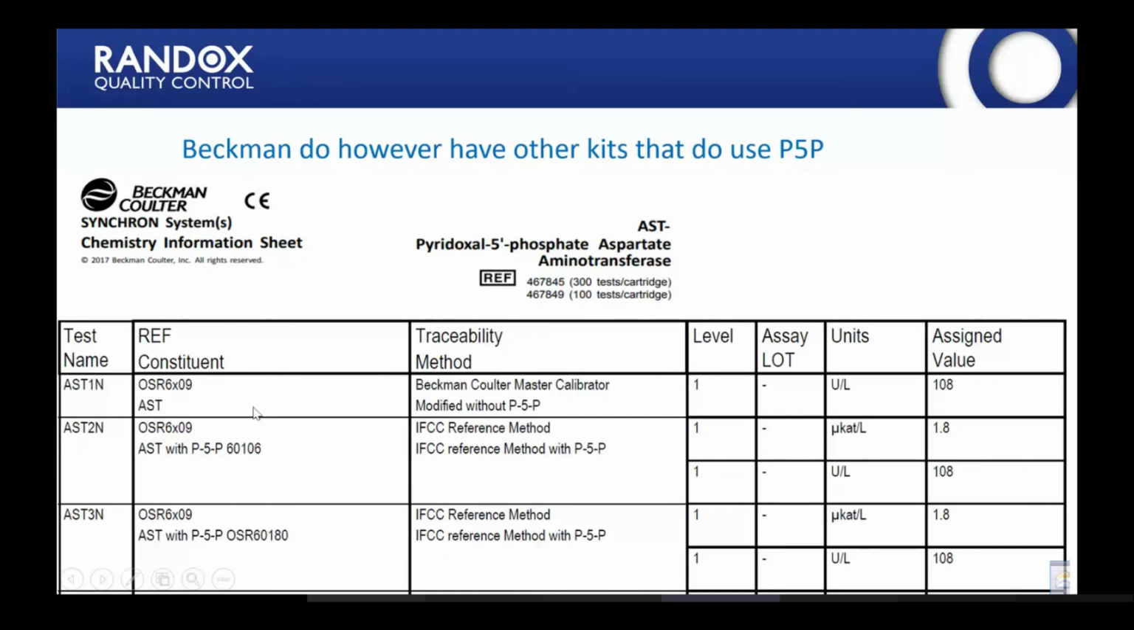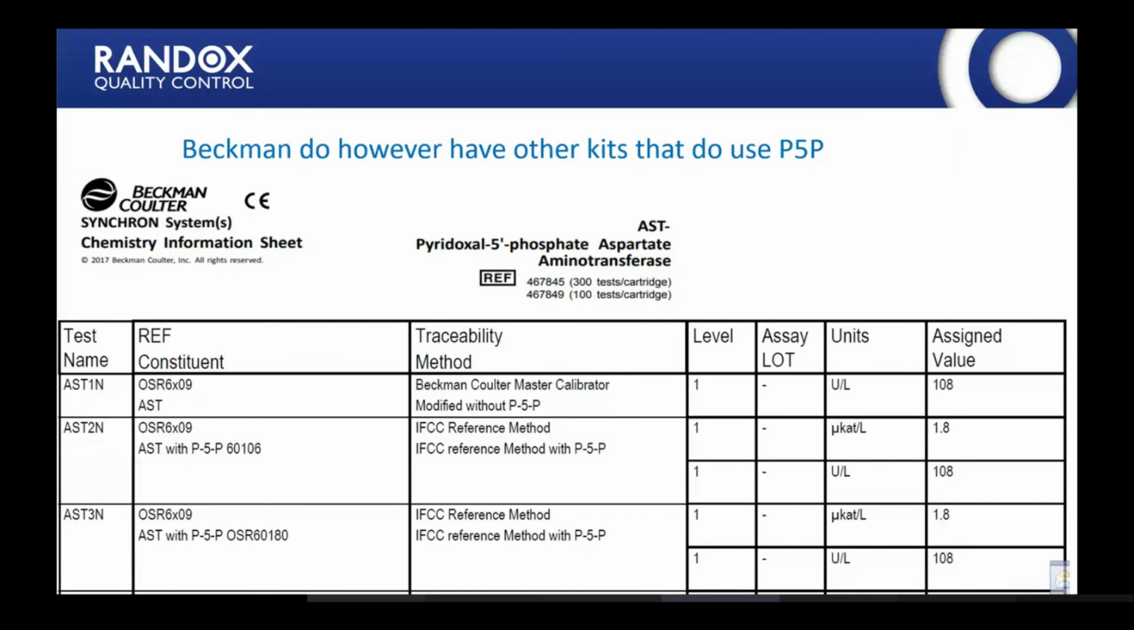In this case, the Beckman methods exist because there are kits that do have P5P, but that's not the case in this situation. Depending on the actual kit in use, there are different standardizations. There are standards based on IFCC with the use of pyridoxal 5-phosphate, and also a calibration based on the Beckman master calibrator, which is modified without P5P.